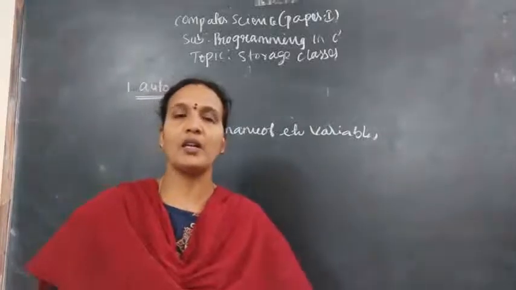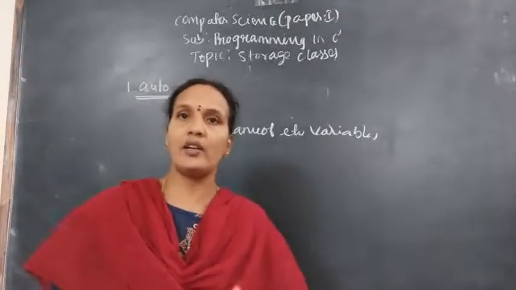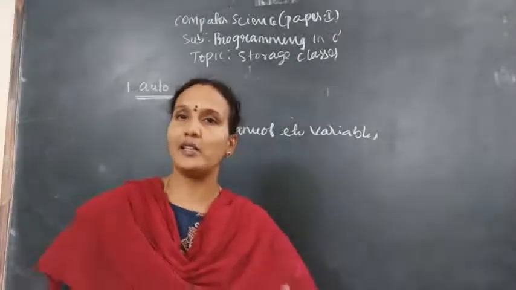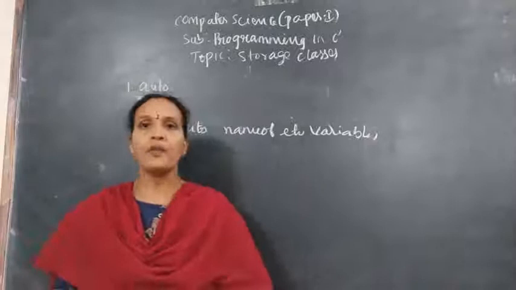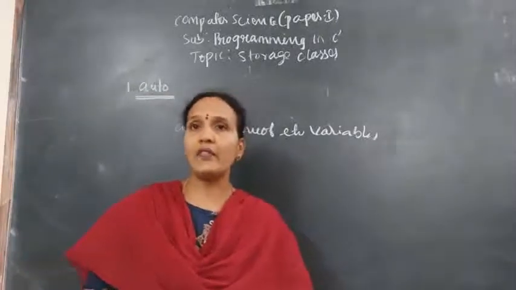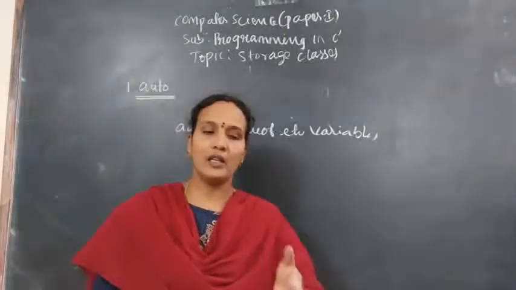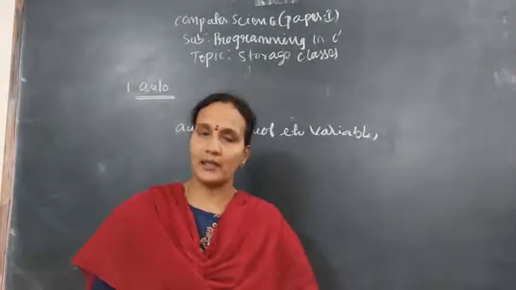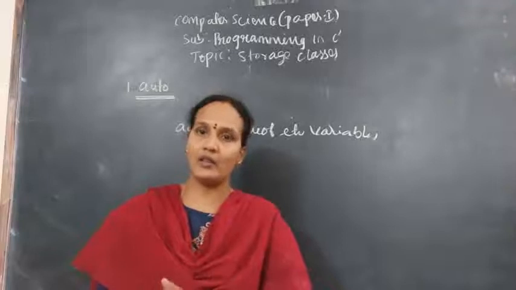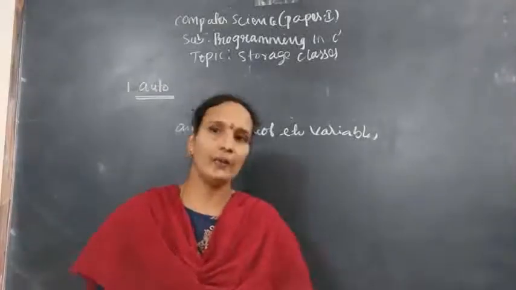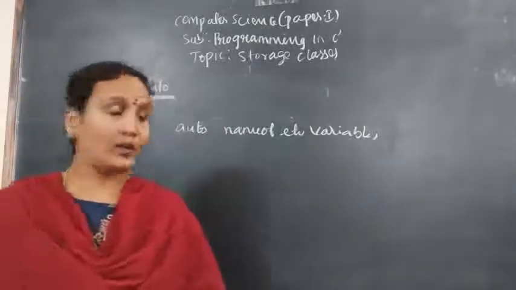An auto variable is nothing but a variable which is not declared with any storage class, and we declare this variable inside the function only. And what is the lifetime of this variable? When the function starts its execution, the lifetime of that variable starts, and when you come to the end of the function, the scope and the life of that variable will end. That is the auto variable.